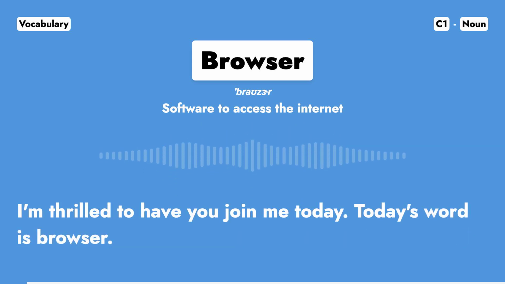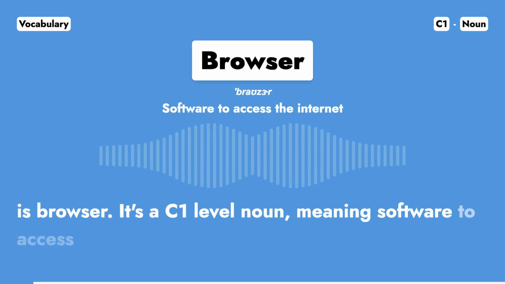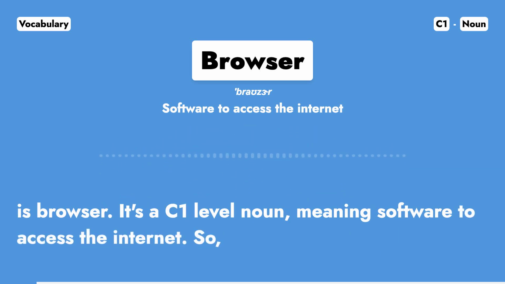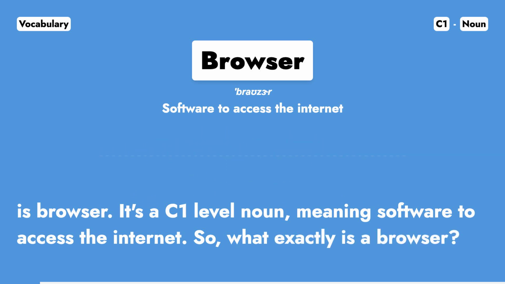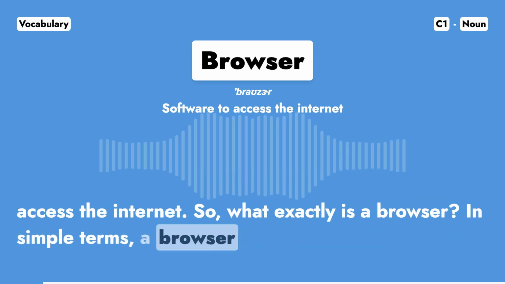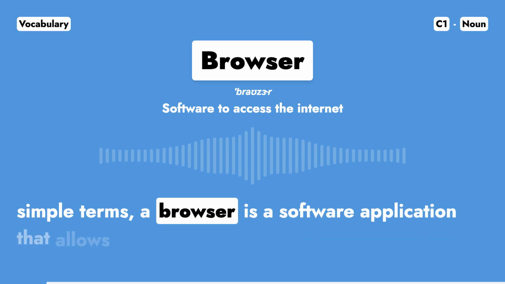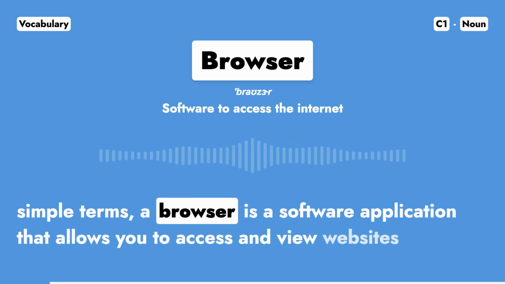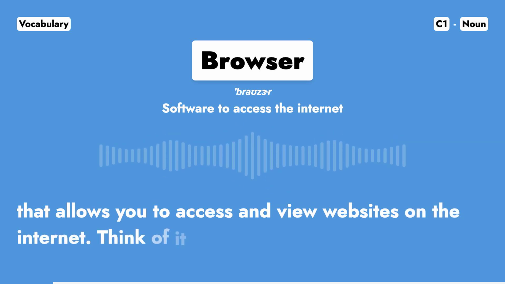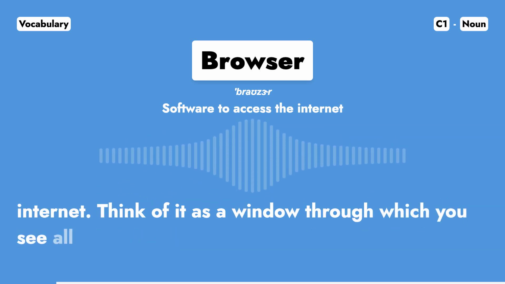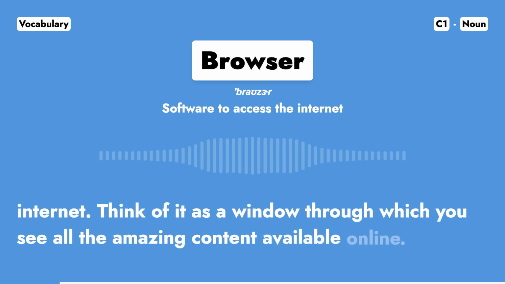Today's word is browser. It's a C1 level noun, meaning software to access the internet. So, what exactly is a browser? In simple terms, a browser is a software application that allows you to access and view websites on the internet. Think of it as a window through which you see all the amazing content available online.